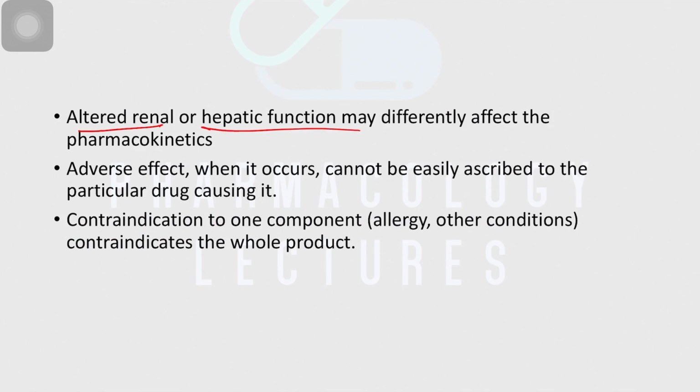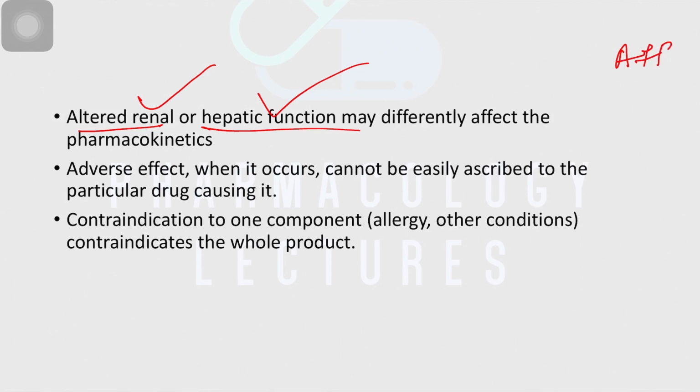In patients with altered renal and hepatic function, it becomes difficult for you to change the dosage, especially with fixed dose combinations. We have already discussed that in a fixed dose combination, it's difficult to change the doses. And if the patient has other comorbidities like altered renal and hepatic functions, then you need to again match the pharmacokinetics accordingly, and it becomes very difficult in these fixed dose combinations to match that. So in those cases, it's difficult to use fixed dose combinations.